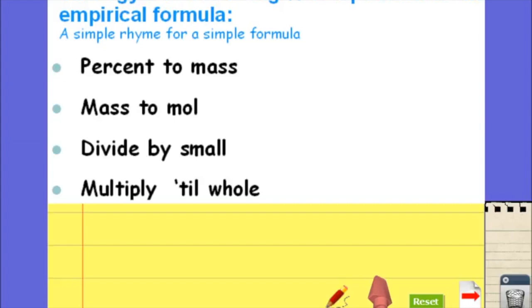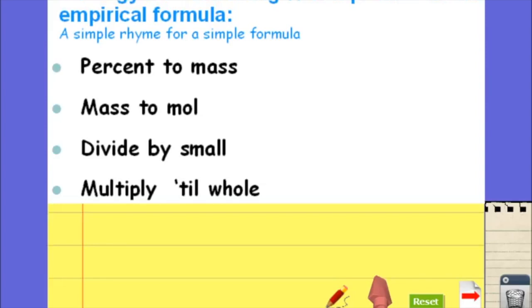This is a simple rhyme for a simple formula. You get it? Empirical formula. Percent to mass, mass to mole, divide by small, multiply until whole. That's all you need to know. Okay? Strategy for converting percent composition to an empirical formula.